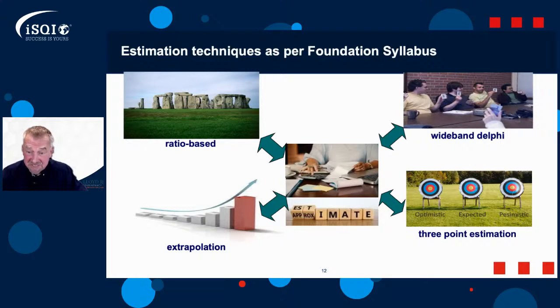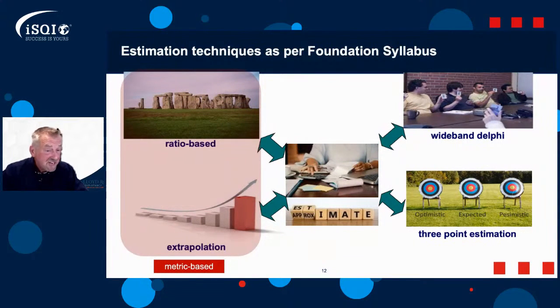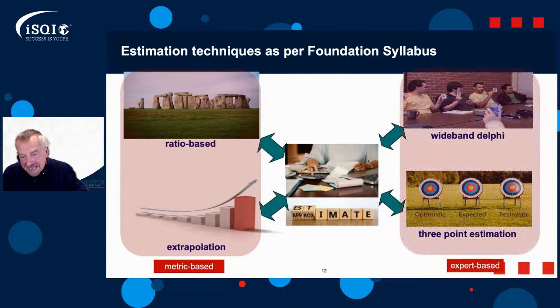Okay, and it gives us the optimistic, the realistic, and the pessimistic views, and taking averages on that. Now, the ones on the left, ratio-based and extrapolation, are deemed to be metric-based. So we're using previous history, previous information, and previous trend analysis to work out what it's going to be, metrics. Whereas these tend to be more people-based, expert-based, where we're saying, okay, what do we think it's going to be? What do we think the optimistic view is? And it's almost like guesswork, okay? But sometimes using historical data in our heads.